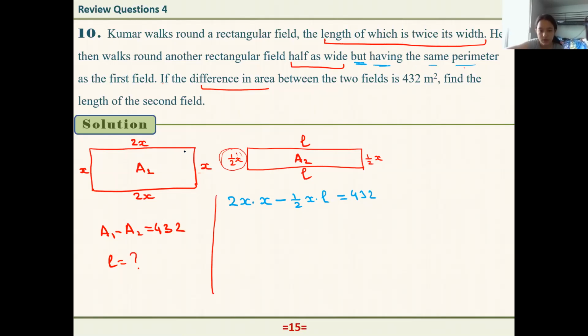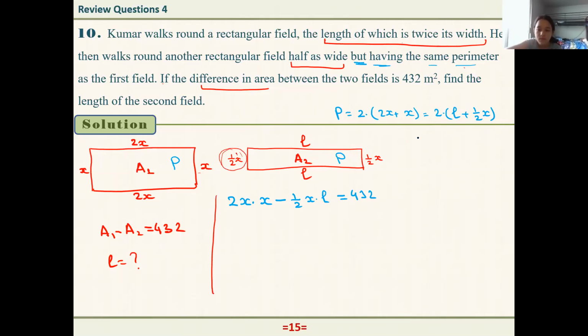It means that the perimeter of this one, if it is P, and the perimeter of the other is also P. They are equal. Now, if you write down here, what is the perimeter of the first one? The perimeter equals 2 times the length plus the width. Length is equal to 2x, and width is equal to x. On the right-hand side, how about the perimeter of the second one? It is 2 times the length, L, plus the width, 1 over 2x.